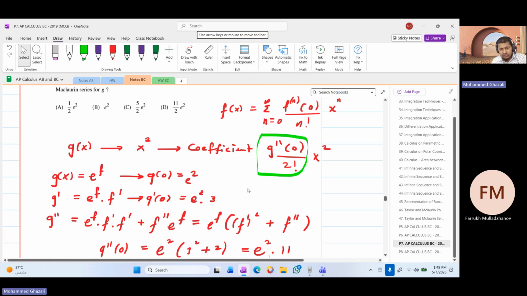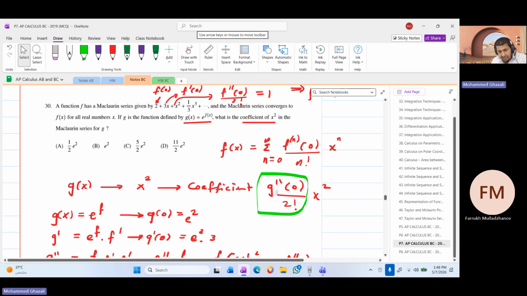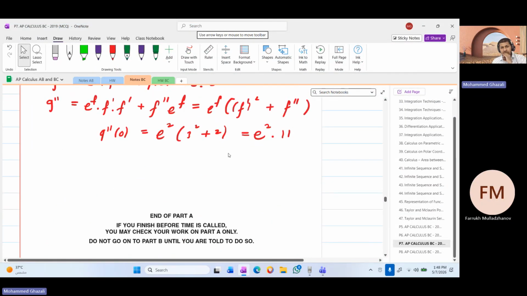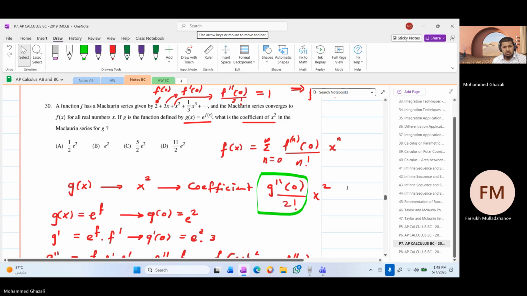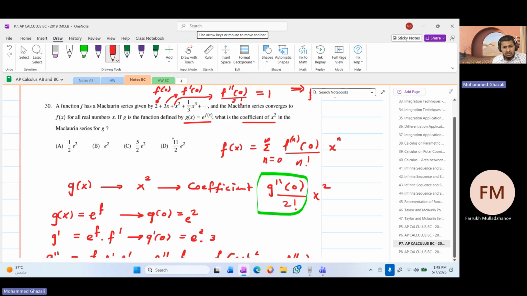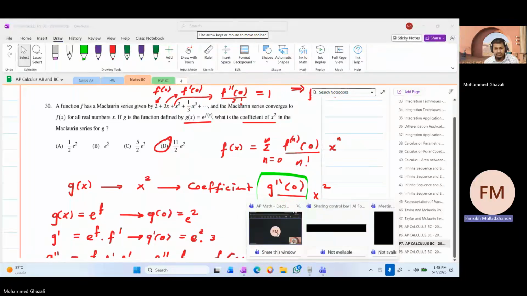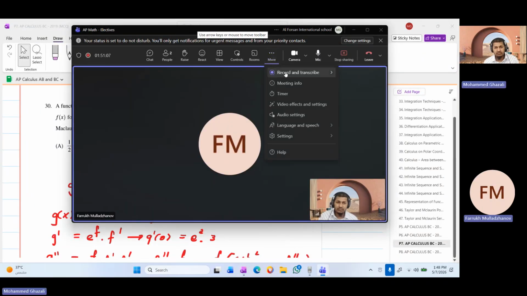And then we needed to find this coefficient. So over 2 factorial is just 2. So we just want g double prime 0, e squared times 11 over 2. So the answer is D. I hope you understood everything. Are we good? Perfect.